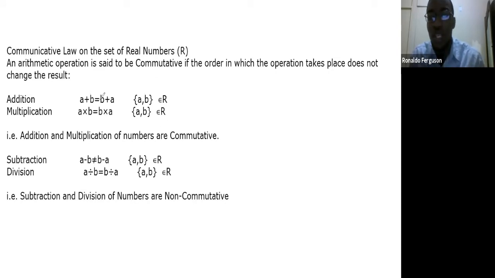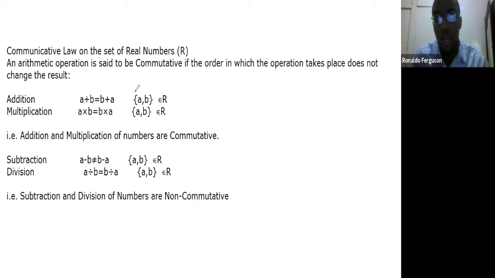So A plus B is B plus A, where both A and B are real numbers, because remember, we're looking under the real number system. Then now multiplication. The commutative property is if A times B is equal to B times A. The commutative property is always true for addition and multiplication, but is never true for subtraction and division.